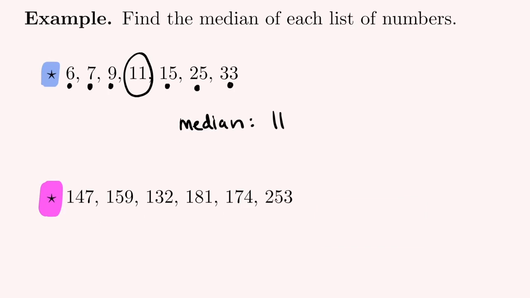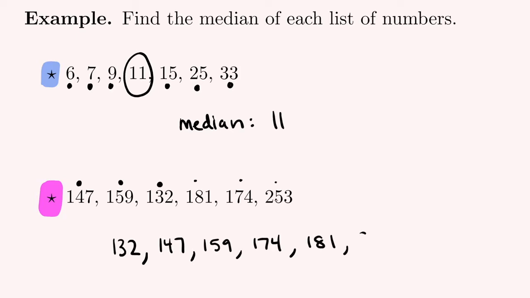So as we reorder it, I always like to mark once I've used a number so I don't forget. I'm not going to cross it out because then it will be hard if I need to reference it later to see what it was. We can just do a dot above or below. 132 is the lowest entry. I believe that's followed by 147, which is then followed by 159, then 174, then 181, and finally 253.